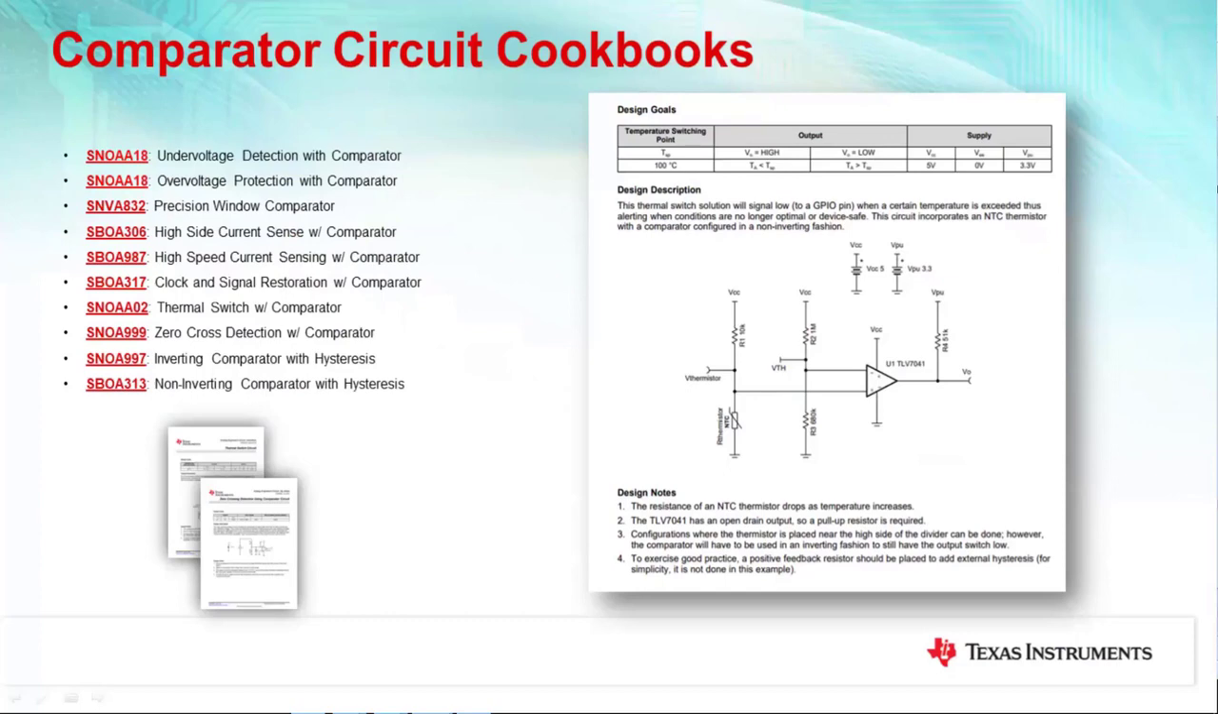So you can see on the left, I have a list of a bunch of different comparator tricks you can do, right? There's a thermal switch. There's zero cross detection, obviously voltage detection, current sensing, clock restoration. All these are common applications that you can solve with a simple comparator. And you can see on the right here how those examples look, right?